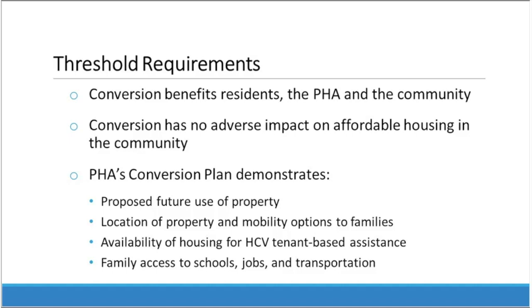Your conversion plan should demonstrate the proposed future use of the property that had been your public housing, location of the property and mobility options for families, availability of housing for the Housing Choice Voucher assistance. So this could be things like how many landlords participate in your Housing Choice Voucher program, what's the success rate of folks finding housing with a Housing Choice Voucher, what's the breakdown of ownership versus rental in your community. So just general information around ability of a Housing Choice Voucher holder to access housing.